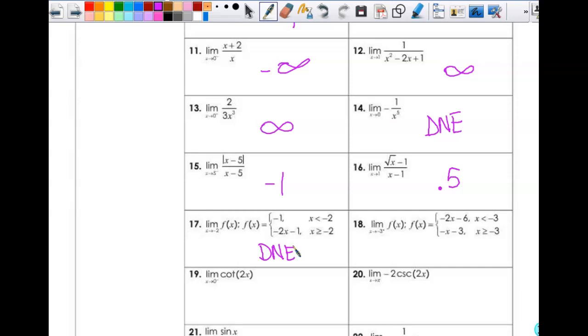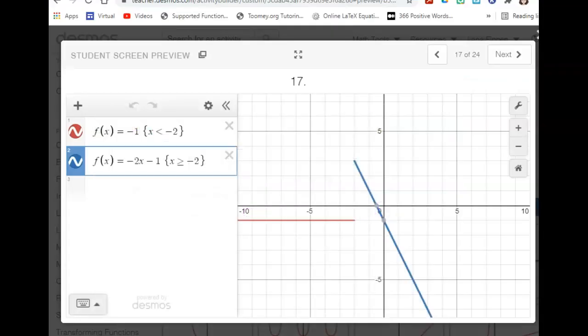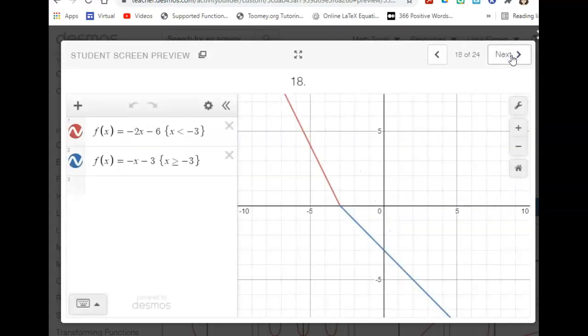All right, 18. Approaching -3. Positive means from the right. So as I am approaching -3 right here, from the right, from the left, they're actually the same. I get 0.